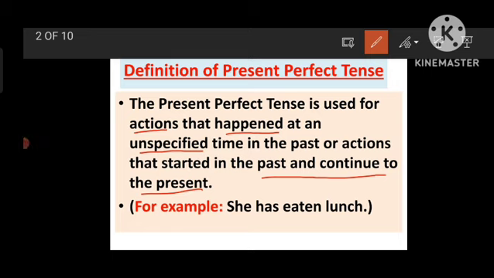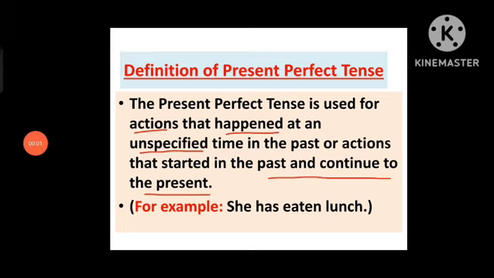We can take another example also. She has lived in this city for 10 years. She started living here in the past and still lives here. It's called present perfect tense.